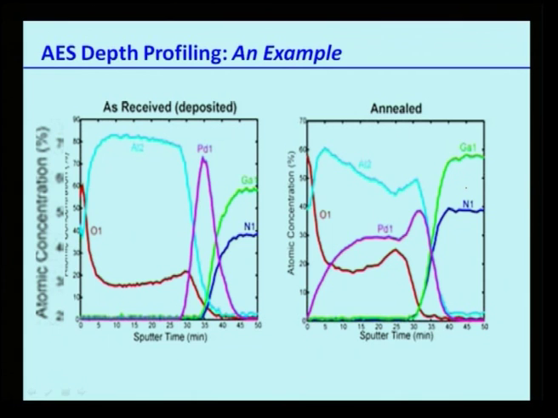This is another example. I think this is palladium, gallium, oxygen, aluminum, many things are present. This is sputter time versus atomic concentration. This is aluminum, this is oxygen, this is palladium, this is gallium, this is nitrogen. One can carefully do that. Same sample actually, and then if you anneal it, it changes. You can see that the oxygen profile has remained the same, the palladium profile has changed, because palladium has moved inside the aluminium, while gallium nitride remains the same. So one can do this kind of analysis too.